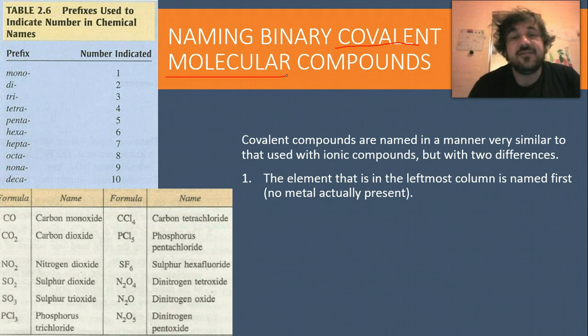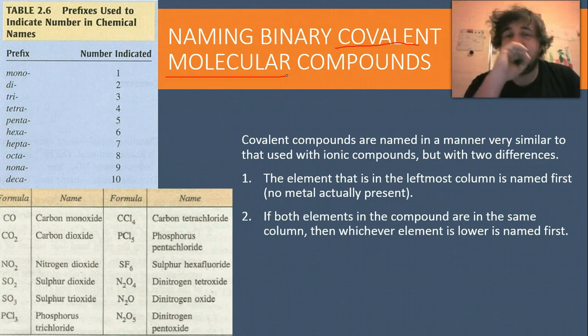the element in the leftmost column of the periodic table is named first. So no metals are present, so we go with whichever one is most like a metal, and that's towards the left. If they're both in the same column or same group, whichever one is lower down is named first.